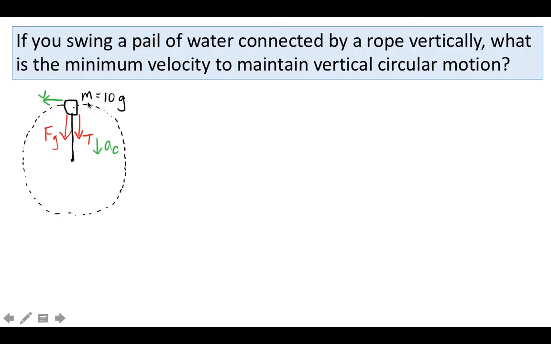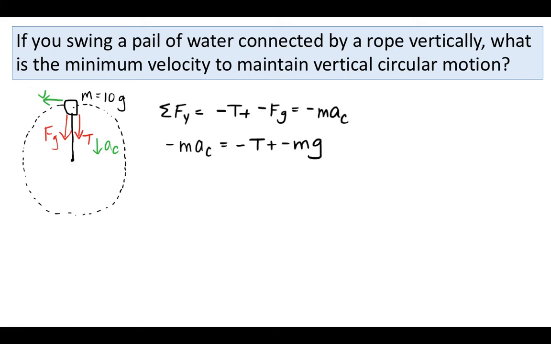So let's say our mass is 10 grams, and let's also say that we have a 60 centimeter radius. It's not pictured. If we start by summing up the forces in the y direction, we'll notice that we have negative tension, since tension is down, plus a negative force of gravity, also down, equals negative mass times acceleration. Since acceleration is also down, it's negative. We're looking for the minimum velocity. In order to find velocity, we know that the centripetal acceleration equation is v squared over r. So that's going to be our objective, solve for v.